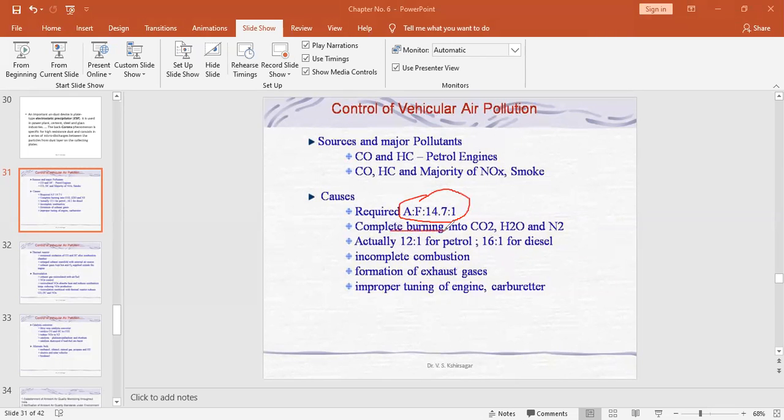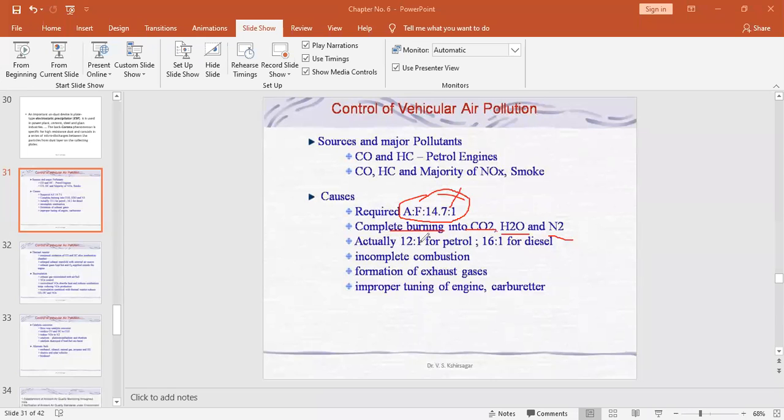And if it is complete burning, then it will emit carbon dioxide, H2O, and N2 as the byproducts after the burning, after the firing of the vehicle. Otherwise, if we fail to maintain this ratio, there will be incomplete burning, and due to incomplete burning, there will be emission of carbon monoxide, hydrocarbons, oxides of nitrogen, smoke, etc. Definitely, there will be air pollution.